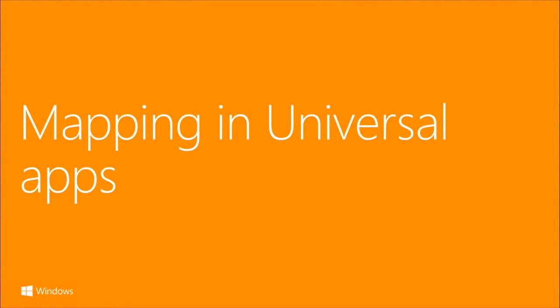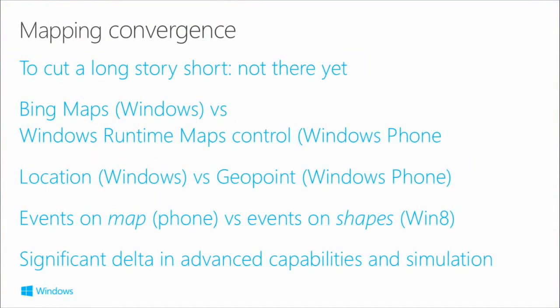Okay, so mapping in universal apps. This is a bite the bullet moment. The mapping convergence story is not quite there yet. We're using two different mapping controls. I like to put it that the phone has converged ahead of Windows 8 at this point. So Windows has the Bing Maps control. Windows Phone has the Windows Runtime Maps control.